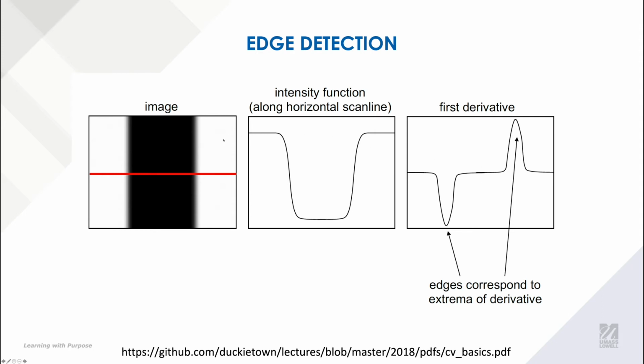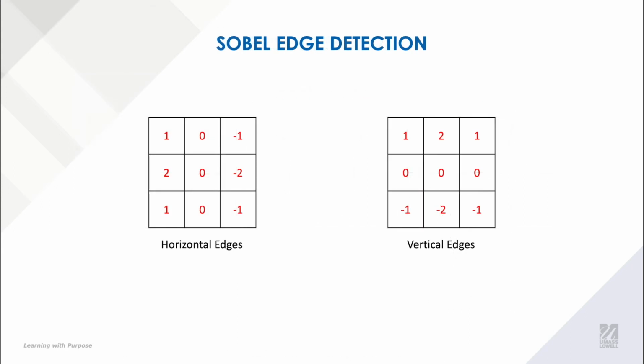So if we ended up taking two derivatives of the intensity of this image going across from left to right, then we would end up finding these two edges, one here and one here. So how do we do that using kernels? Well, we use the Sobel method of edge detection.